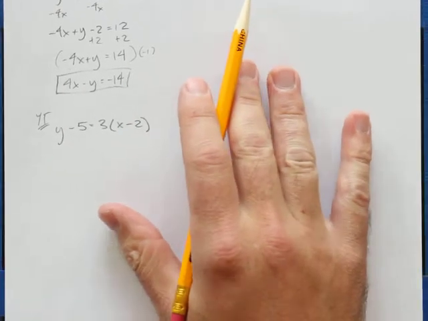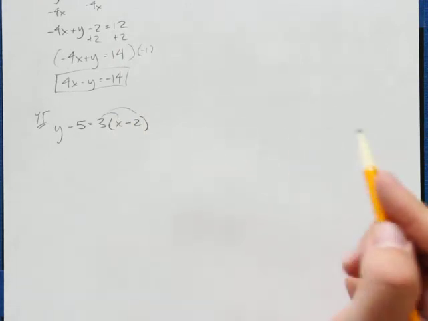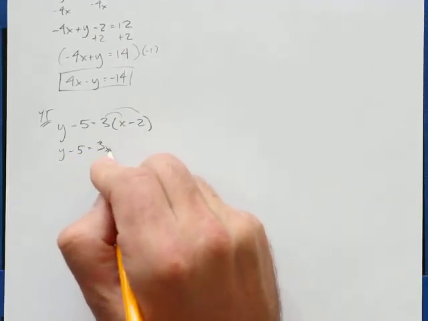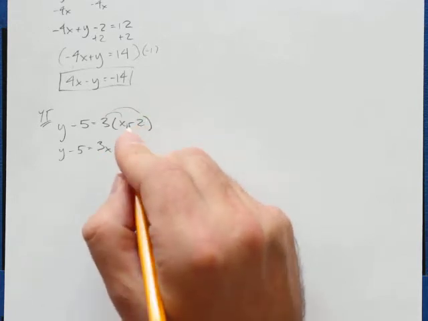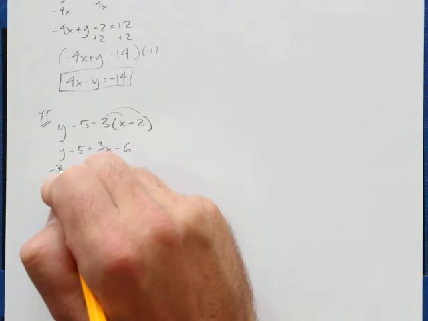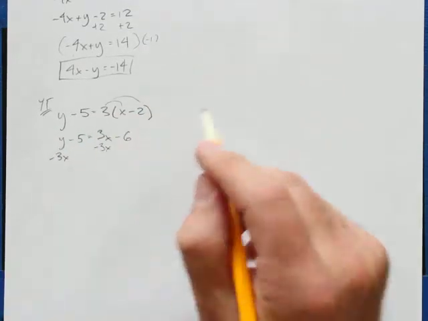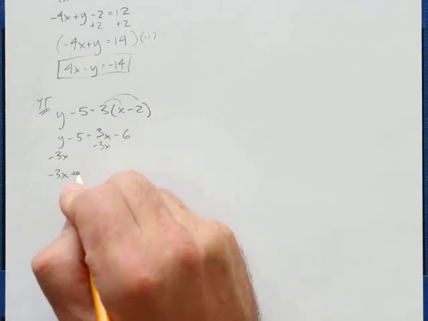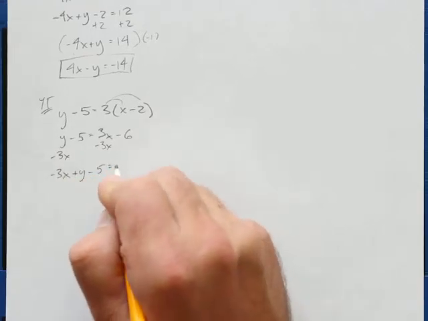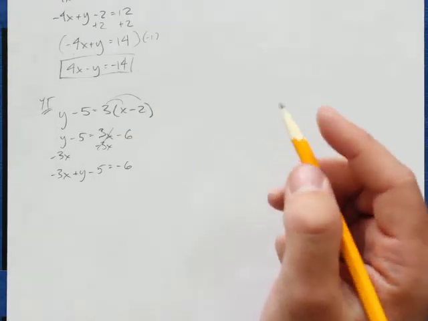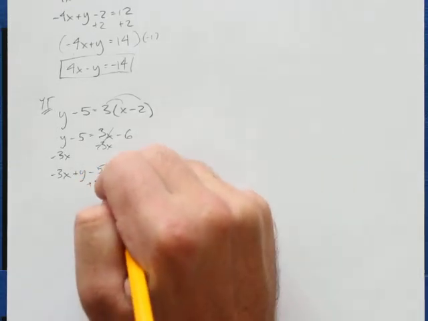All right, let's see how you did. Distribute the 3 first. You got to do that first. y minus 5 equals 3x minus 3 times 2, which is 6. I'm going to subtract 3x to get that over here onto the left side of the equation. So now I've got negative 3x plus y minus 5 equals negative 6. So those x's go away there. I'm going to add 5 to both sides.